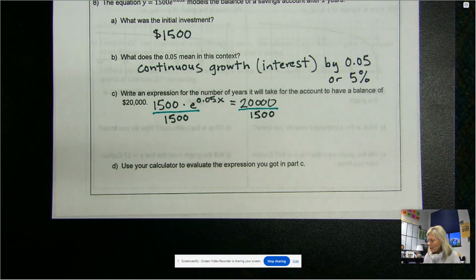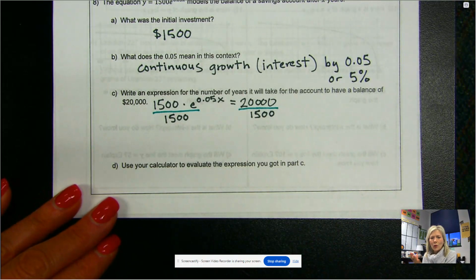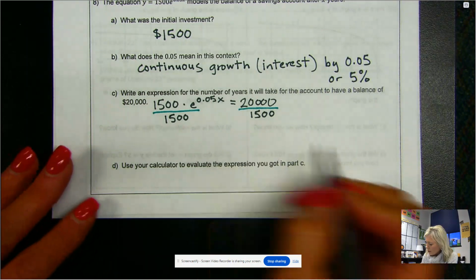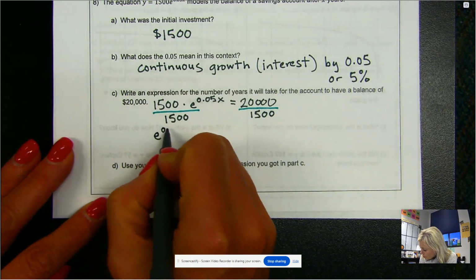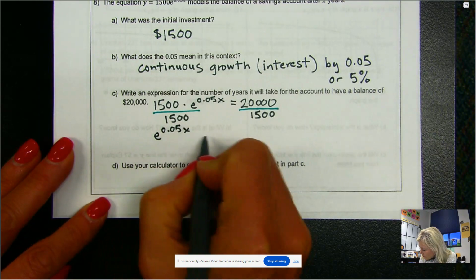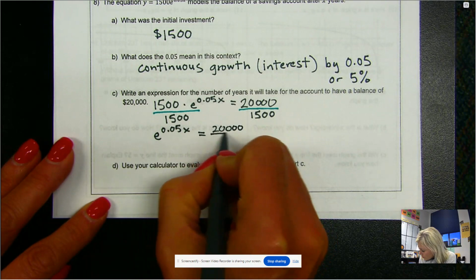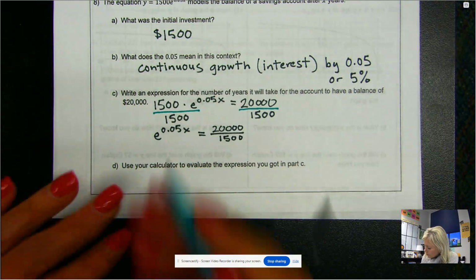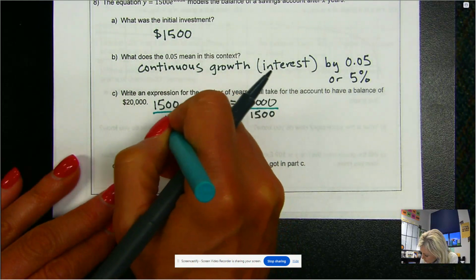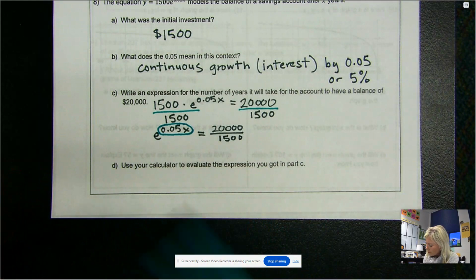Okay, so when I put this in the calculator, I didn't get an ending decimal, so I'm just going to leave it as a fraction and deal with it later. So I have e to the 0.05x is equal to 20,000 over 1,500. And so bringing down the exponent and converting to log form.